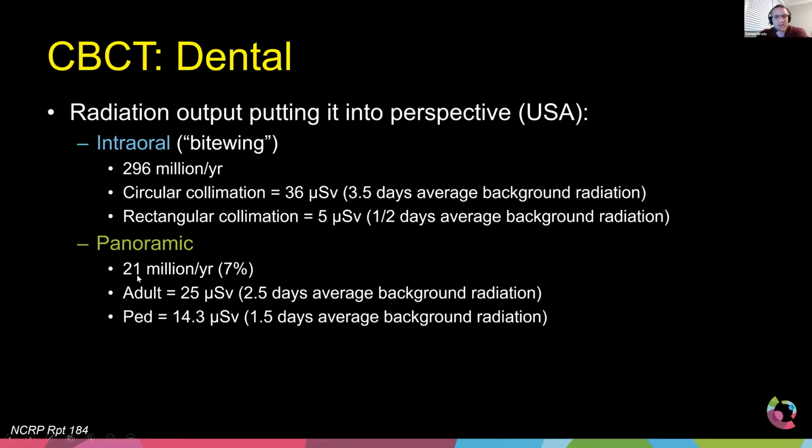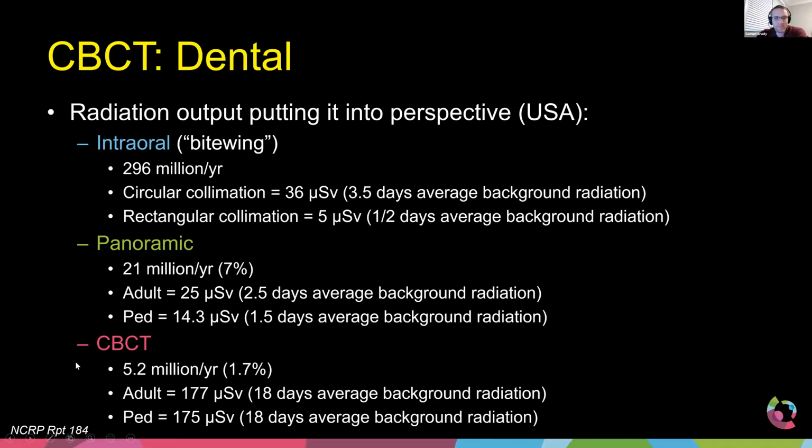Well, in the US, we only perform about 21 million of these a year. That's about 7% of the overall dental population being imaged. So if about 300 million Americans get an intraoral exam a year, only 7% of them will ever get a panoramic exam. The doses here, you can see, for an adult are about 25 microsieverts and for pediatrics about 14.3 microsieverts. So about 2.5 to 1.5.